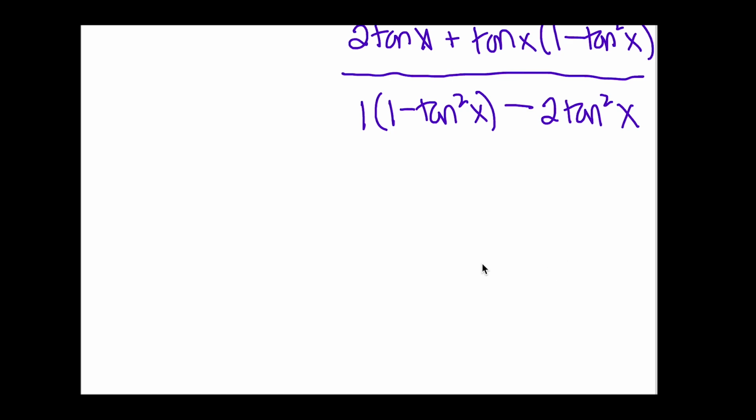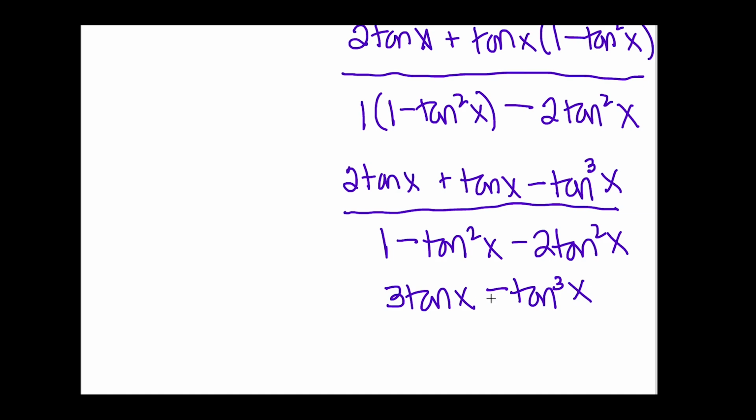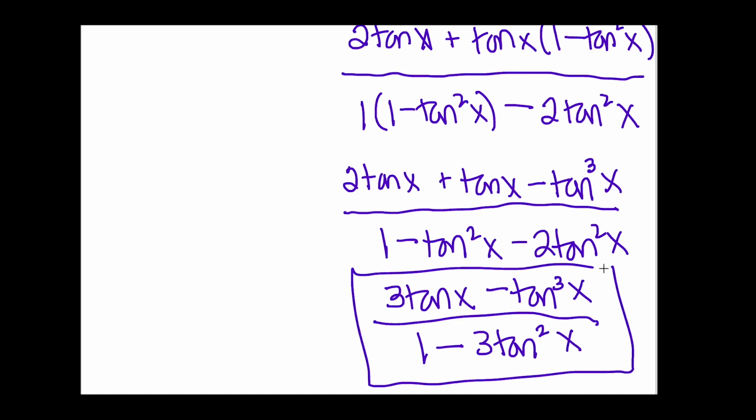So from here, all we have to do is distribute and combine like terms. 2 tan x plus tan x minus tan cubed x over 1 minus tan squared x minus 2 tan squared x. So on the top, I'll combine these two, get 3 tan x minus tan cubed x, and in the denominator, 1 minus 3 tan squared x, which is what we were trying to prove.